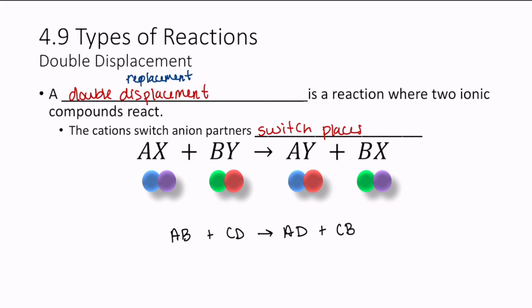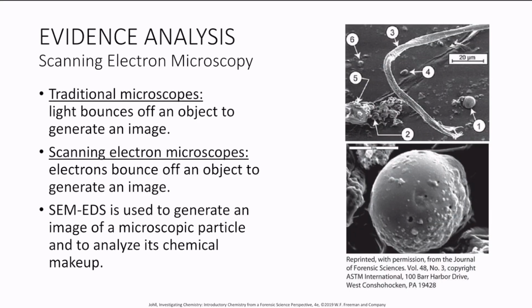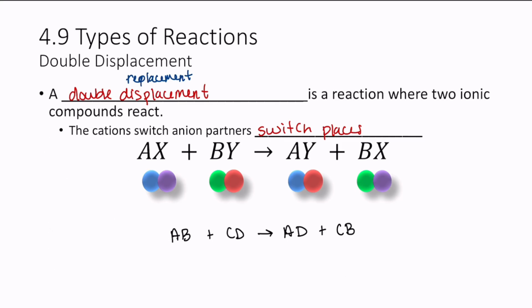Now, why did I put C first? That is because, again, C is my cation and B is my anion, and I always list my cation first.